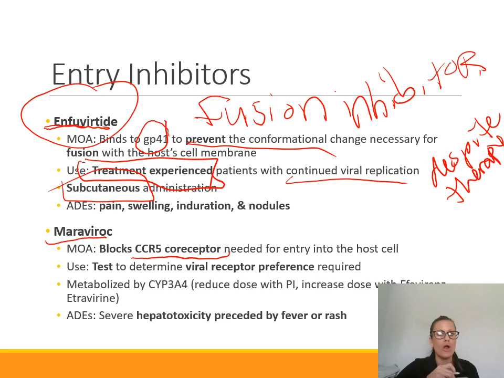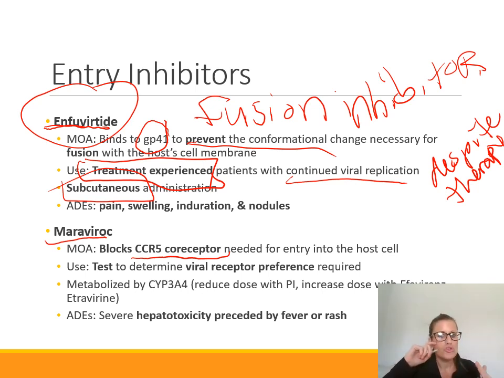Now, there are multiple different co-receptors, and the HIV that the person has might prefer one versus the other. There's the CCR4, CCR5, or both CCR4 and CCR5 co-receptors. Some HIV likes just the 4, some HIV likes just the 5, some HIV uses both receptors.